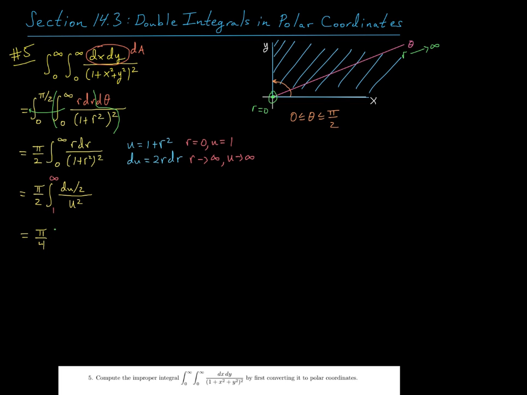The integral of 1 over u squared is minus 1 over u. And now if I take the limit as we let u approach infinity, in 1 over u, that's going to approach 0. And then if I plug in 1, I'm going to get a negative 1. So all in all there, we get 0 minus a negative 1. So in fact, our improper integral is equal to pi over 4.